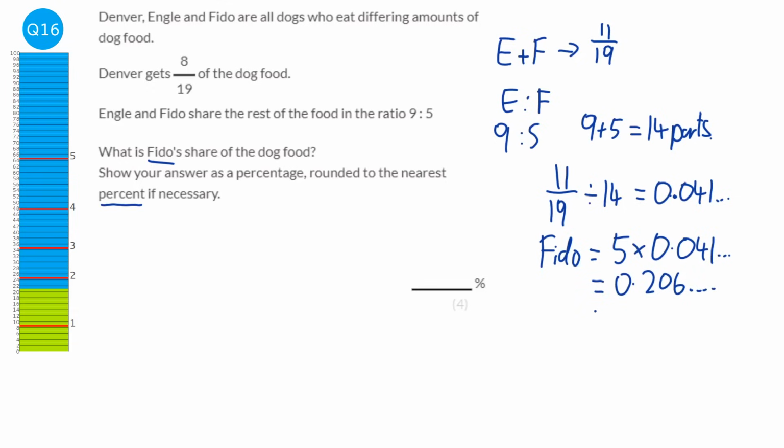Now we're asked to work it out as a percent. So I'm just going to times that by 100. So we have 20.676 and so on percent, and it wants it rounded to the nearest percent, so that would be 20%. Or actually it would be 21%, because this would round it up, so 21%.